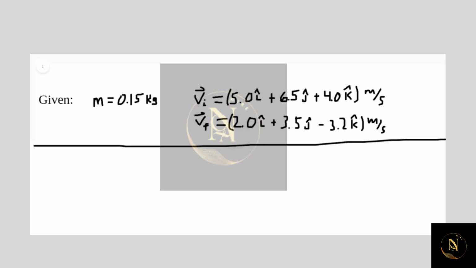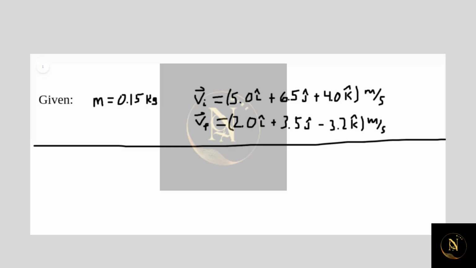Our question says that we have a ball which has a mass, which I write as m, of 0.15 kilograms, and it hits a wall with an initial velocity v sub i of 3.0 meters per second in the i hat, 6.5 meters per second in the j hat, and 4.0 meters per second in the k hat. And it rebounds from the wall at a final velocity v sub f of 2.0 meters per second in the i hat, 3.5 meters per second in the j hat, and minus 3.2 meters per second in the k hat.